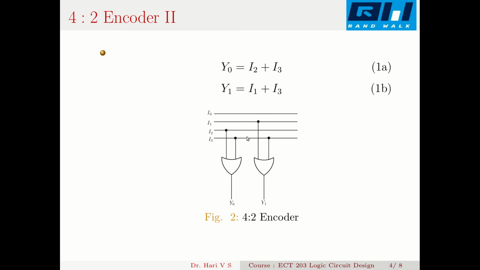Now you can see the circuit diagram. These are the input lines I0, I1, I2, I3. They may be connected to push button switches or pattern generators or something like that. And these two OR gates realize my 4 to 2 encoder.